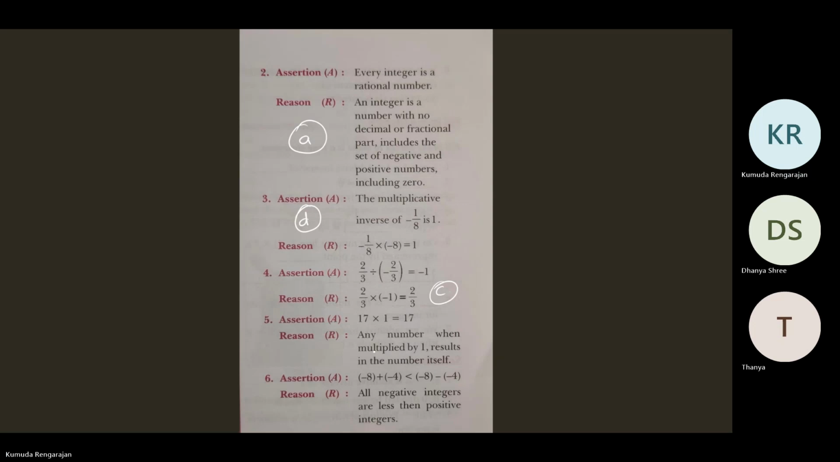Next one. Tanya. Is it A? Option A. Okay. -8 plus -4, the answer is -12, is less than... Yes. -8 plus 4 is -4. Correct? This is true.